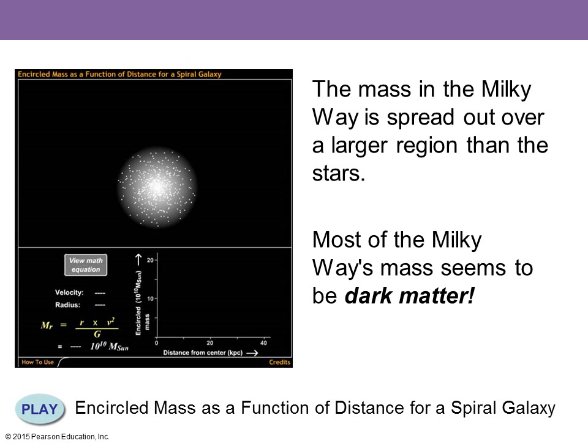So the mass in the Milky Way galaxy is spread out over a larger region than the stars, apparently. Most of the Milky Way's mass seems to be dark matter. And we conclude that by the fact that we have so many stars, and yet the motion of those stars around a center, which might be a supermassive black hole, varies depending on the distance from the center, except at a certain distance, then it remains constant.